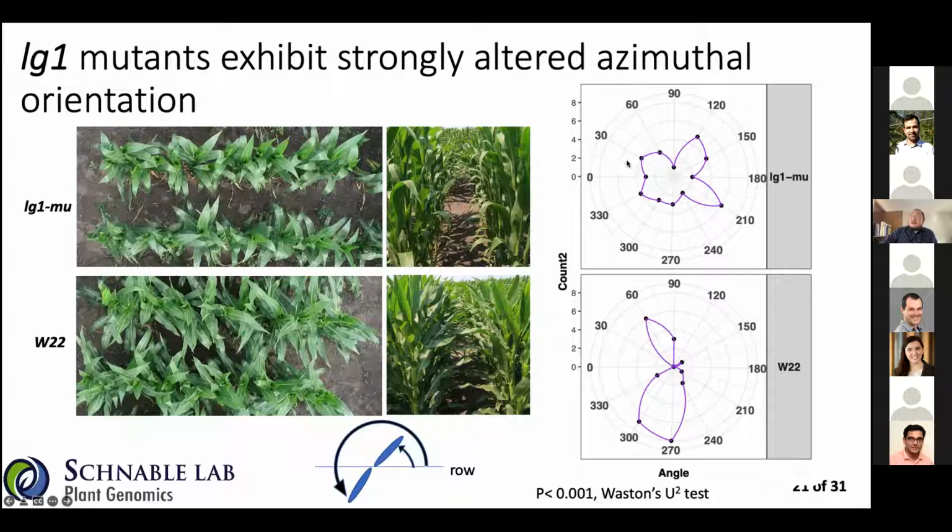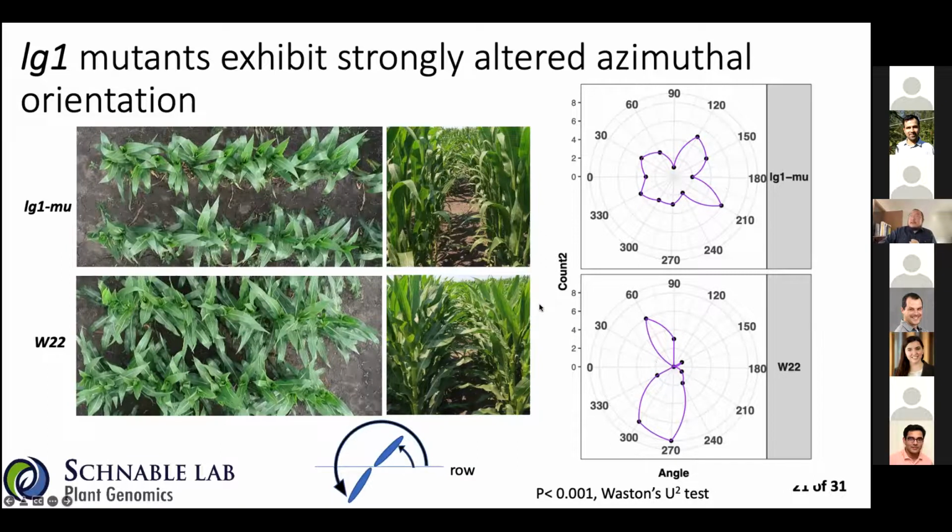Instead, we started seeing an increasing number of leaves pointing towards the crop row direction, for example at 30 to 330 and 150 to 210. So you can see there is a significant increase in number. Meanwhile, for W22, you barely see any observations in these two angle regions.